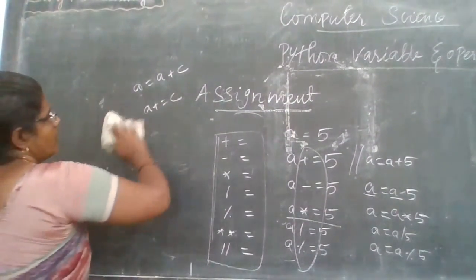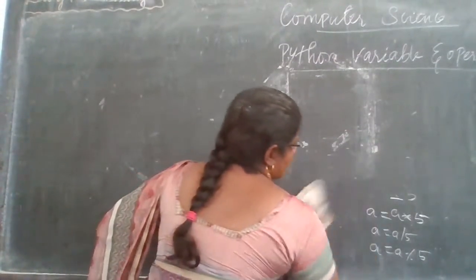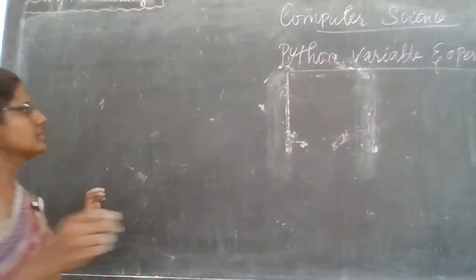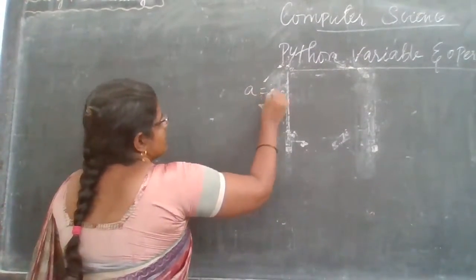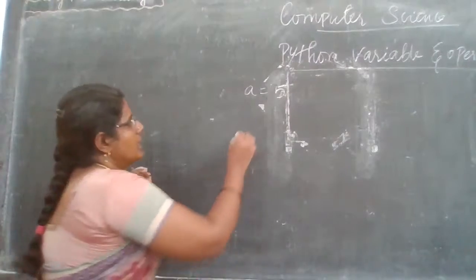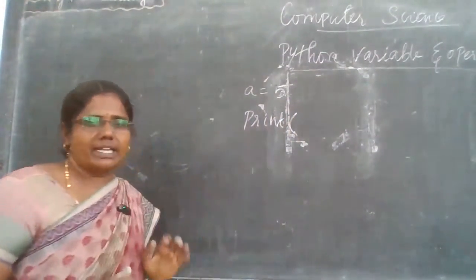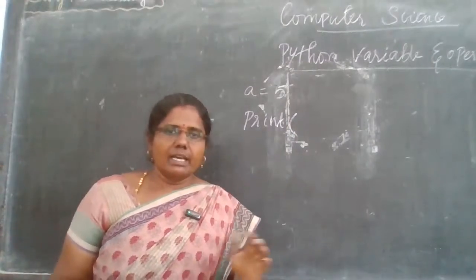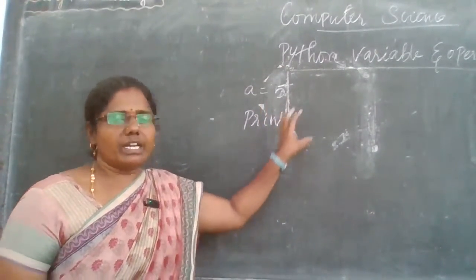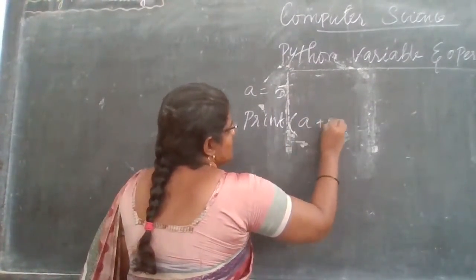So let's see one more example program using assignment operators. I'm using a equal to 5. Okay. First, the addition operator. Print. Now I am using only expressions. You know how to write a print statement with a string and an expression. Just now I am explaining only with expressions. a plus equal to 5.